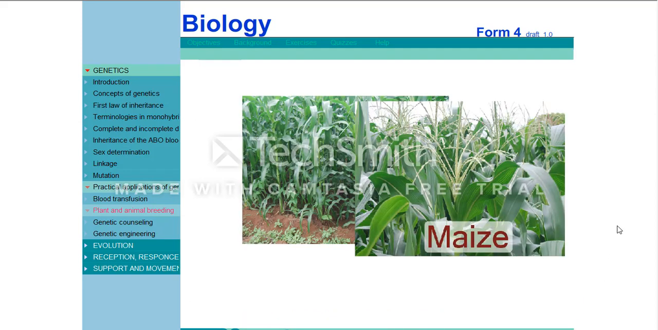Increased rate of growth. Characteristics are selected and used to produce fast-maturing and high-yielding organisms. The photograph shows fast-growing and high-yielding maize varieties.